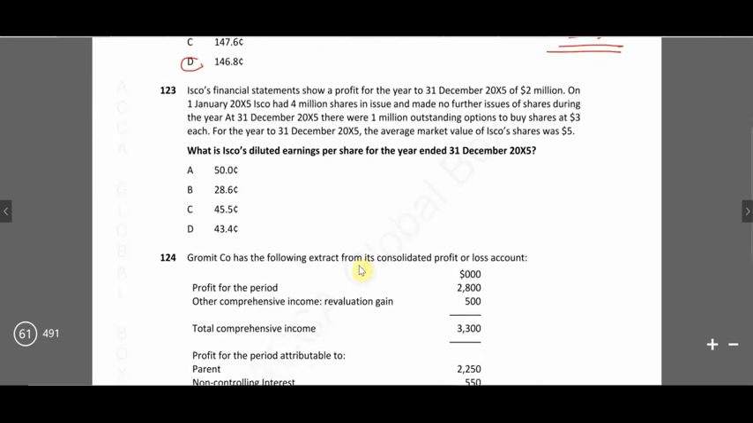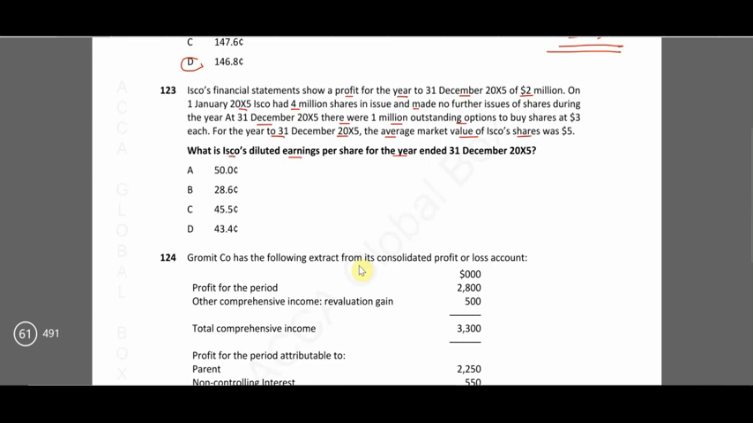Okay, then we have the ISCO's financial statements shows a profit for the year to 31st December of 2 million. On 1st January 2005, ISCO had 4 million shares in issue. So the profit is 2 million, shares in issue are 4 million. And made no further issue. At 31st December 2005, there were 1 million outstanding options to buy shares at 3 million each. For the year to 31st December 2005, the average market value of the ISCO shares was 5 million. What is the ISCO diluted earning per share for the year end?